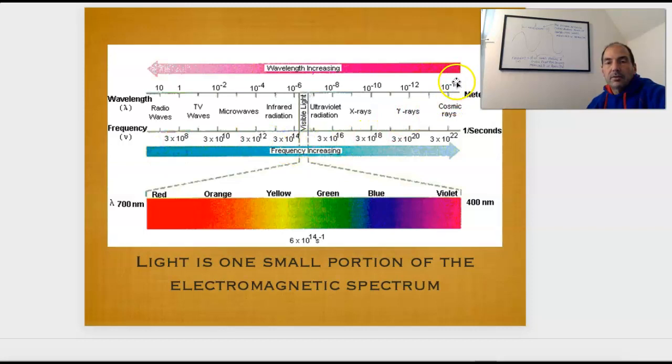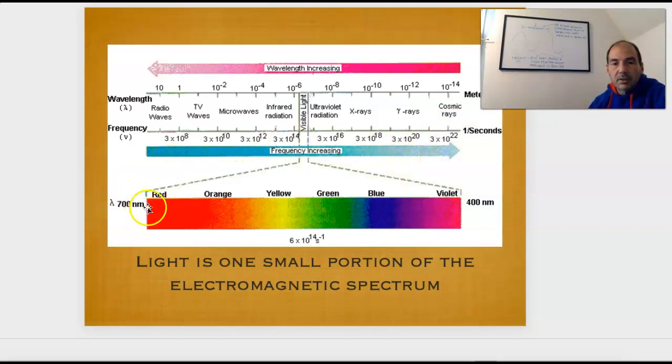At this end, down in the cosmic rays, which is really just part of gamma rays, but some people like to specify them a little bit more, we see that the wavelength is around 10 to the negative 14th. That is a very, very tiny wavelength, but the frequency is 3 times 10 to the 22nd. That's very large. So we do see that inverse relationship there.